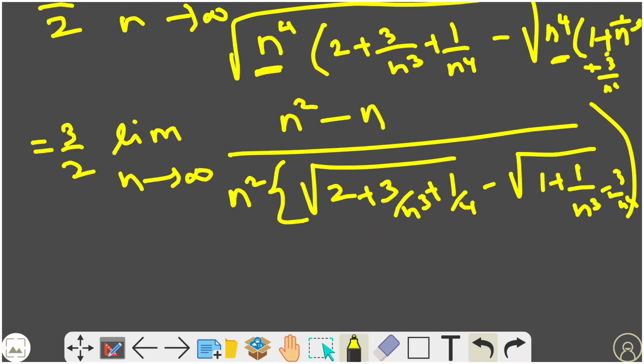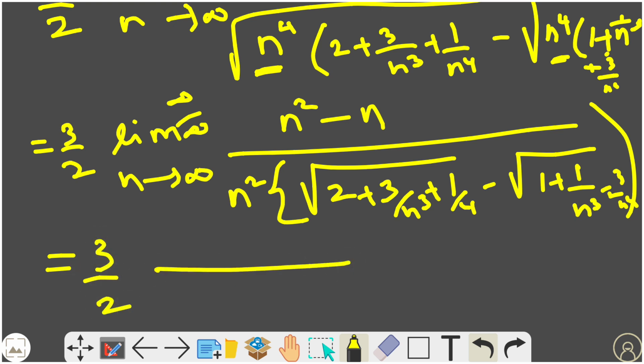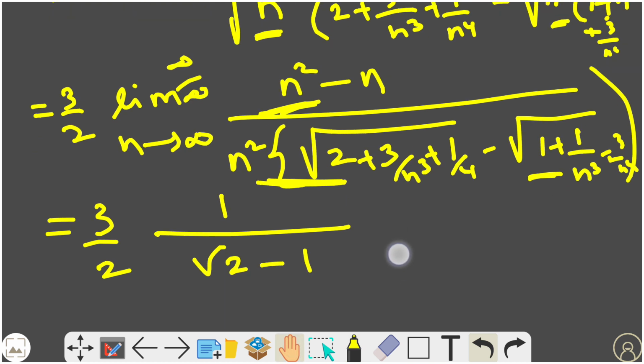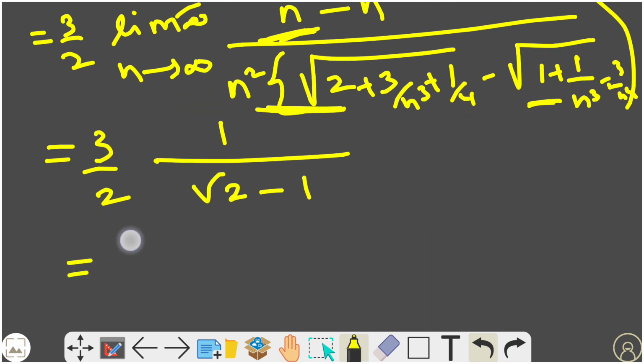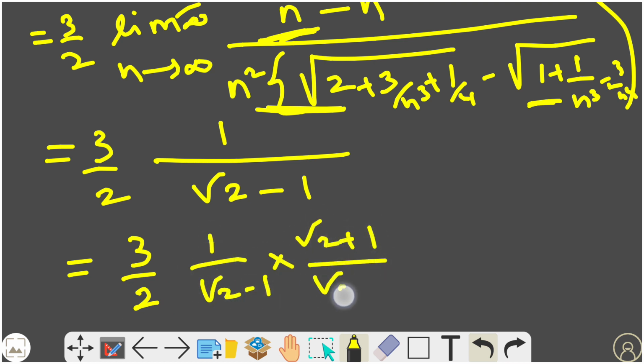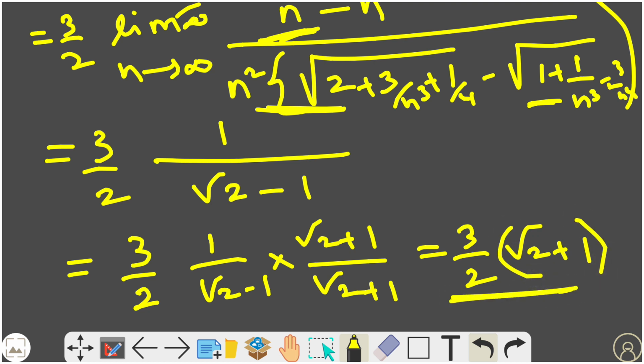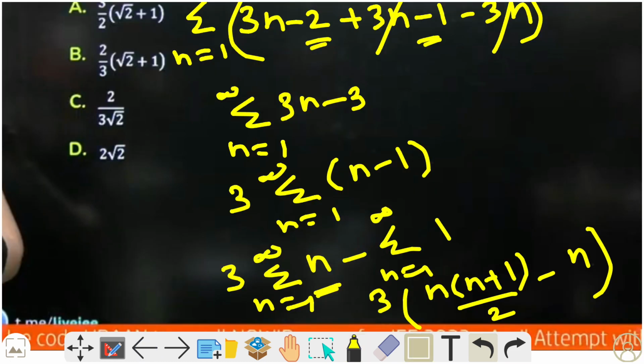Okay, so we know that if you put infinity, the numerator is infinity divided by infinity, so we have a rule. That is 3 by 2, and we write the coefficient of n square: in the numerator it is 1, here the coefficient of n square is root 2, and here the coefficient is minus 1. So minus square root of 1, and the square root of 1 is always 1. So now you need to rationalize: 3 by 2, 1 by (root 2 minus 1) into (root 2 plus 1) divided by (root 2 plus 1). So you will get 3 by 2 into (root 2 plus 1), which is rationalized, you know that. So the answer is 3 by 2 into (root 2 plus 1). So that is option A.